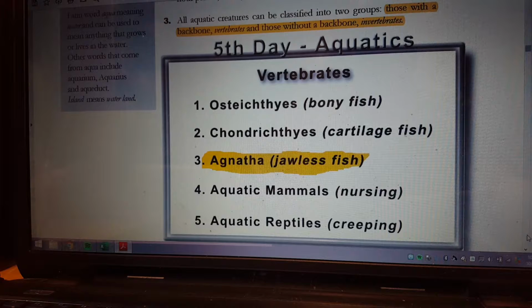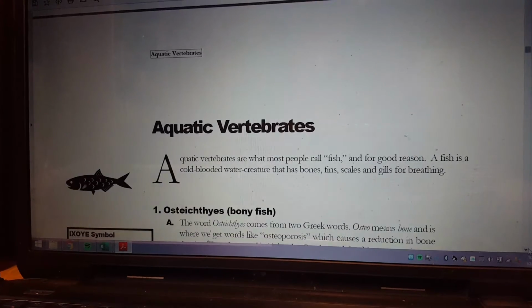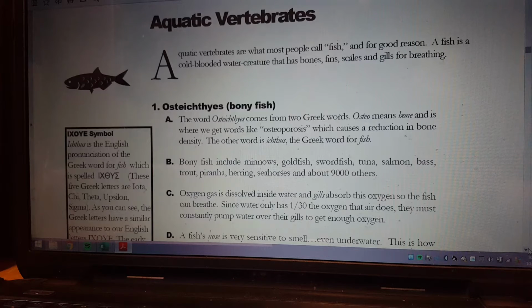Okay, and that concludes page 22. We'll move on to page 23 in your guidebook. And we will begin aquatic vertebrates. Aquatic vertebrates are what most people call fish, and for good reason. A fish is a cold-blooded water creature that has bones, fish, scales, and gills for breathing.